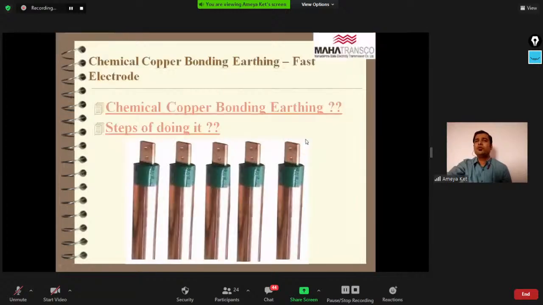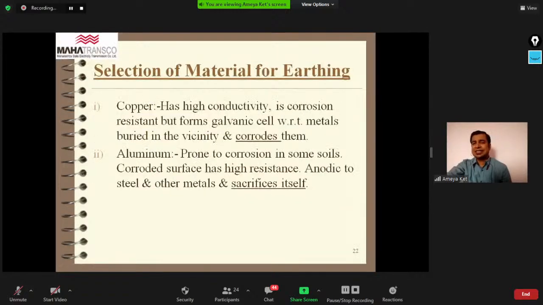Now, moving to the next slide, the selection of material for earthing. We are well aware of two very popular options, copper and aluminum. What happens if we use copper, and what happens if we use aluminum? Commercially, both are expensive for us, but still we will check. Copper has very high conductivity and is corrosion resistant, but it forms a galvanic cell with respect to the metal buried in the vicinity and corrodes it. So copper corrodes the relative materials.